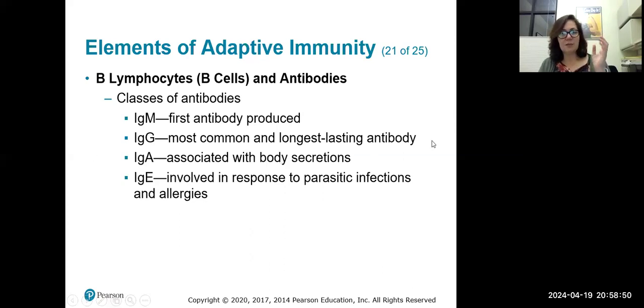Longest lasting antibody. And I will tell you about this one, IgA, associated with body secretions. Think aqueous solution, like breast milk. You've ever heard that breastfeeding is good for the baby's immune system? It's not mysterious. It's this. There's IgA in breast milk, and when baby drinks breast milk, some of those antibodies rush up into the ear canals and help fight infection. So the kids who are breastfed get ear infections less often than kids who are not breastfed. No mystery here.